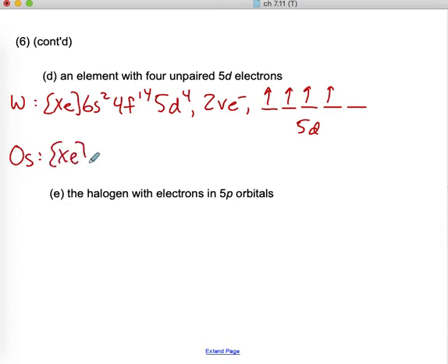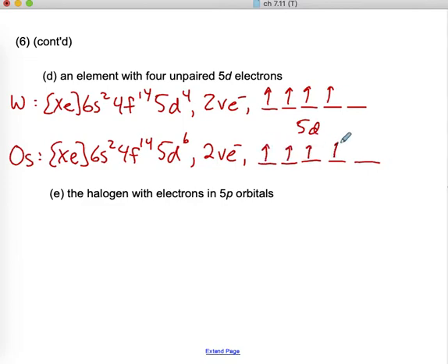Osmium's electron configuration would be very similar with just 2 more electrons. Xenon, 6s2, 4f14, 5d6. Still only 2 valence electrons. And now 1, 2, 3, 4, 5, 6. 4 unpaired electrons.